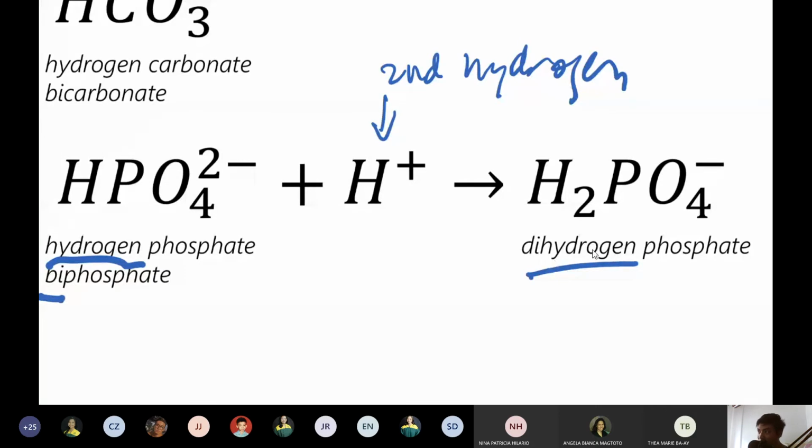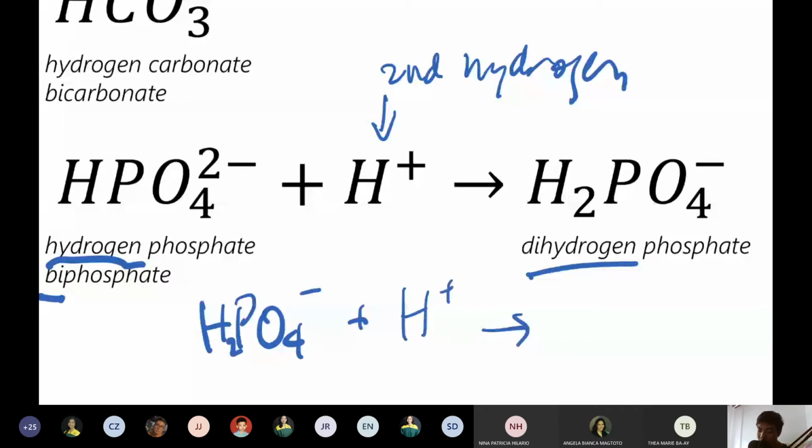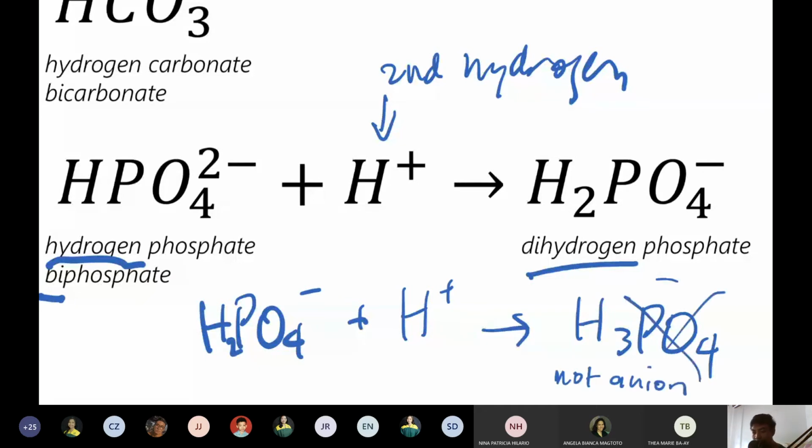Sir, pwede ba ako magdagdag pa ng H+ dyan? Tignan natin. May trihydrogen ba, sir? Let's have H2PO4. Pag naglagay ulit tayo dyan ng H+, ano mangyayari? H3PO4. What will happen to the charge? This is -1. This is +1. -1 plus 1, 0. Ibig sabihin, hindi na ito anion.